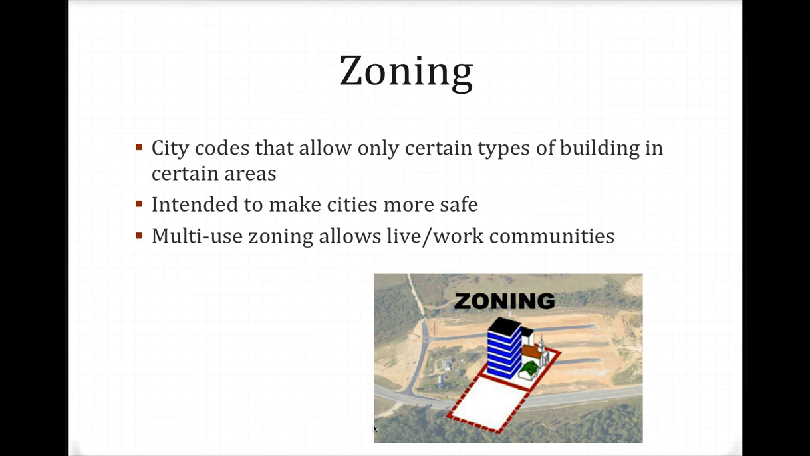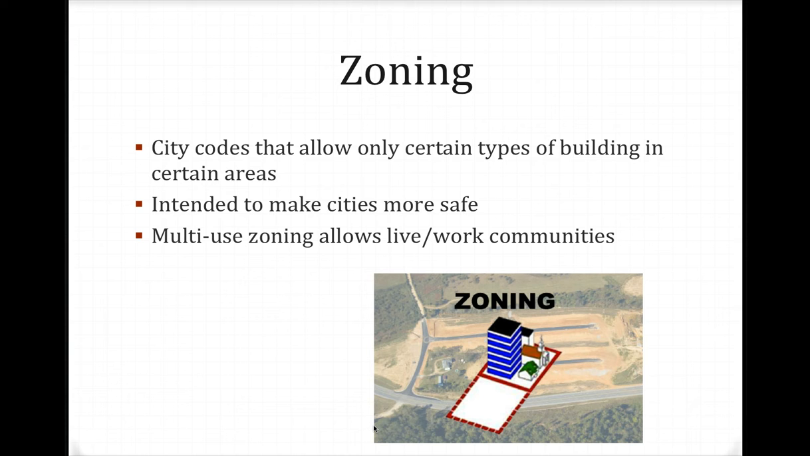What a lot of cities are looking at now is something called multi-use zoning. Multi-use zoning allows these fantastic live-work communities. Basically, what multi-use zoning says is, hey, you can have a residential building here, and you can have the bottom of that residential building be shops, the top can be apartments or nice condos, and you can have it right next door to an office building.